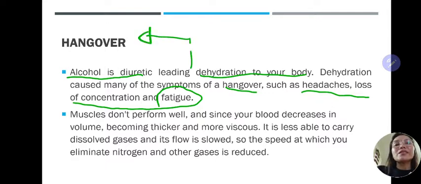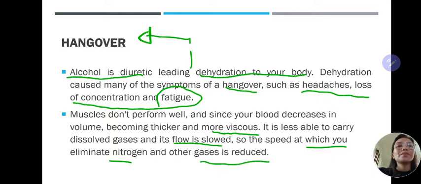So, our muscles don't perform well, and since our blood decreases in volume, becoming thicker and more viscous because of the loss of water, it is less able to carry dissolved gases and its flow is slowed. So, hindi rin tayo makapag-isip ng mabuti at masakit ang ulo natin dahil nagiging mas viscous yung dugo natin, hindi nakapag-deliver ng oxygen ng tama sa brain natin. So, the speed at which you eliminate nitrogen and other gases is also reduced. Okay?